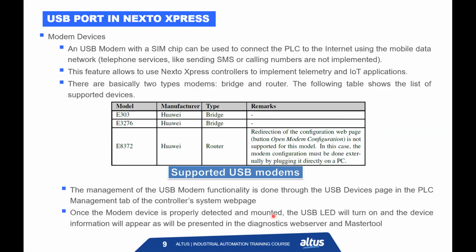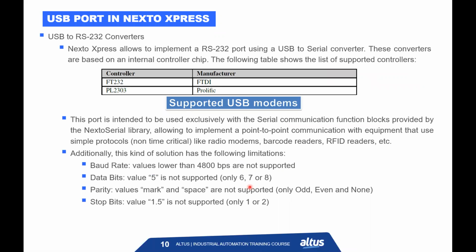So I'll present the web server and master2, and you can connect, of course. I don't have any web server web page embedded now, but if I have, we can just access using the USB. The fourth connection that is available, it's USB to RS-232 converters. I don't have any one of these devices with me to test now, but you can connect it. Next to Express allows to implement an RS-232 port using the USB to serial converters.